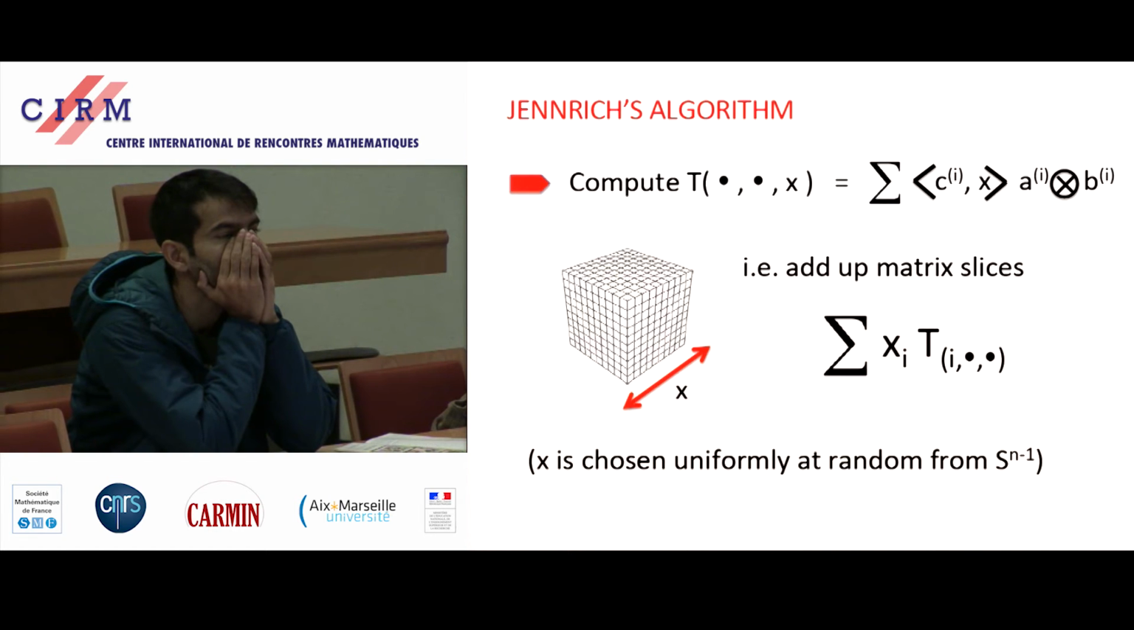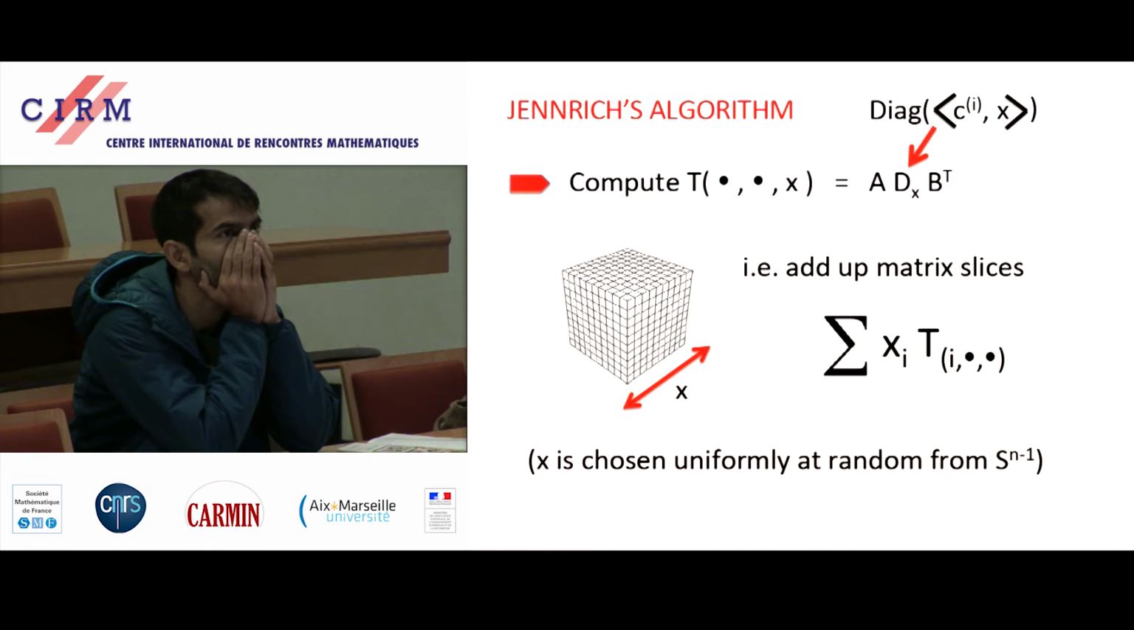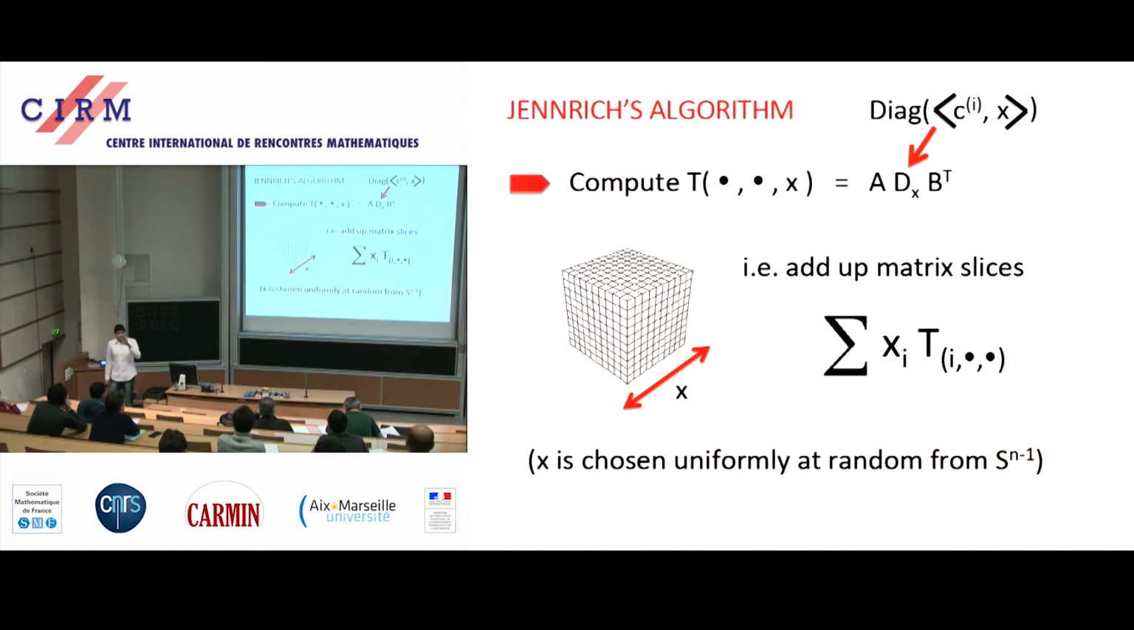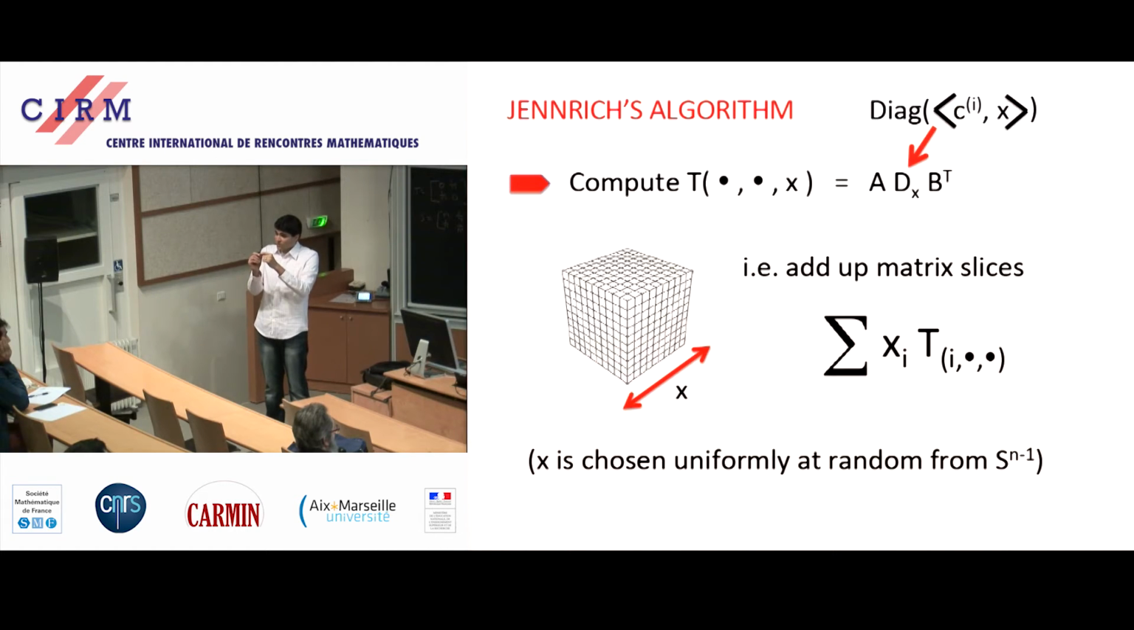Now, x is chosen uniformly at random from the sphere, and I'm going to use the following notation. A is going to be the matrix whose columns are the a_i's. B will be the matrix whose columns are the b_i's. And this diagonal matrix will be a matrix whose entries are just the inner product of c_i and x. So what I get when I hit the tensor T with x is A times D_x times B transpose.